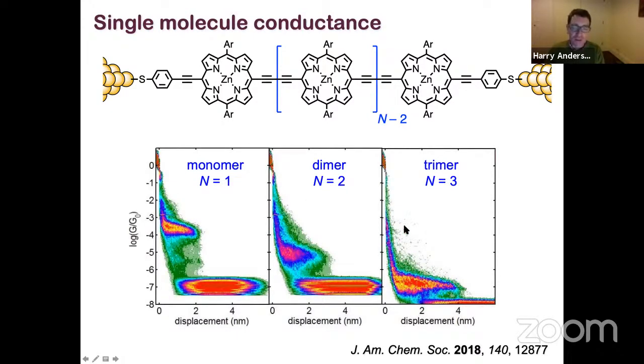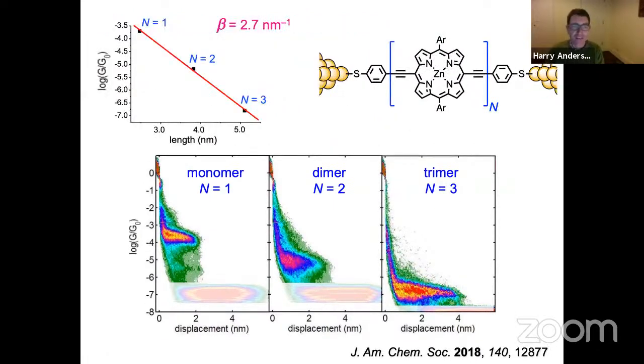So for the monomer, the dimer, and the trimer, don't be distracted by this blob at the bottom. That's just due to noise, so I'll shade that out. But this plateau shows the conductance of the monomer, the dimer, and the trimer becoming progressively less conductive. You can see they're going down in the conductance scale. And also the breakoff point is getting longer, as you'd expect, because the molecule is getting longer. So if you plot the log of the conductance against the length, you get a nice straight line, and that tells you that the attenuation factor beta is again about 3 reciprocal nanometers, just like it was for the previous benzene-containing molecule. So the conductance does fall off quite steeply with length in these molecules.